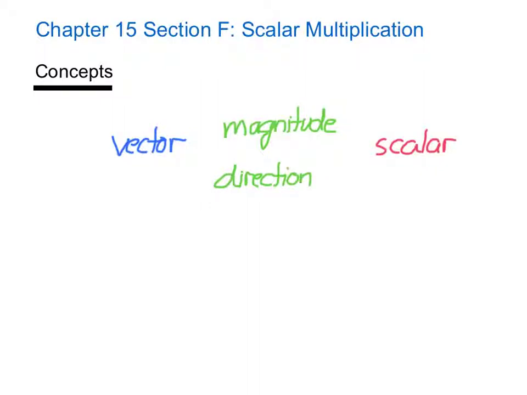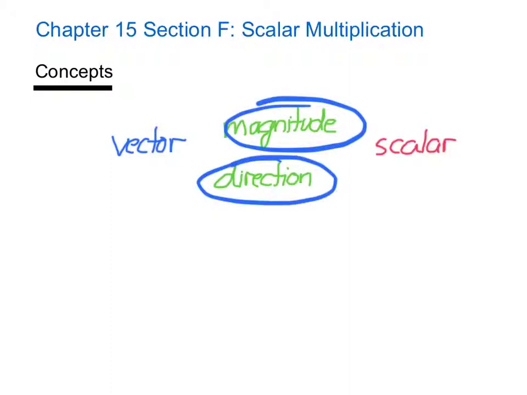In this video, we'll be talking about Chapter 15, Section F, on scalar multiplication. Now, we've been talking about vectors, and remember that vectors have both magnitude and direction. But a scalar is a quantity that has magnitude only. So, a scalar is a vector without direction. And really, scalars are just ordinary numbers. So, 2, -1, these are scalars because they have no direction associated with them.